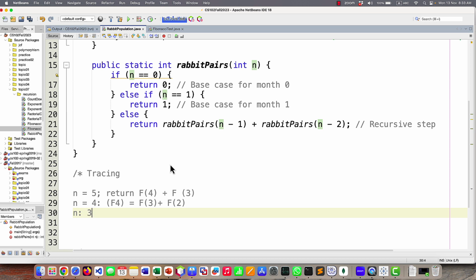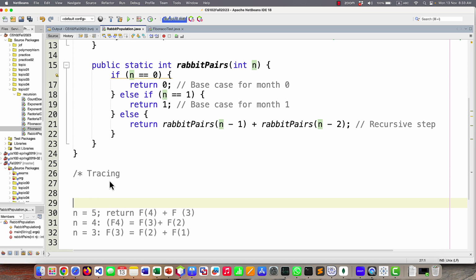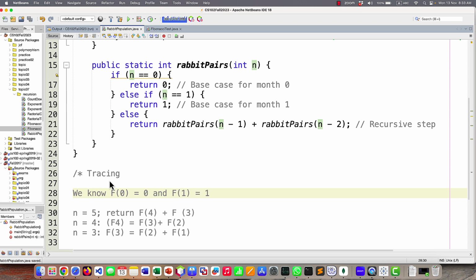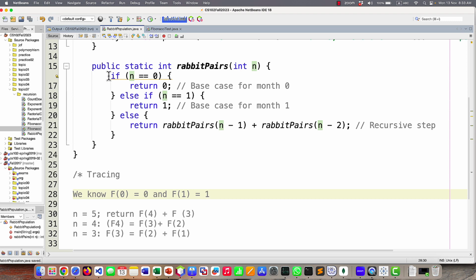We need to calculate f3, which is equal to f2 plus f1. So what values do we know? Initially we know which values? We know f0 equals 0 and f1 equals 1. These are the two values that we know, which are here.